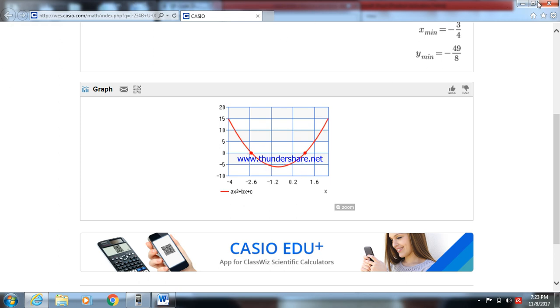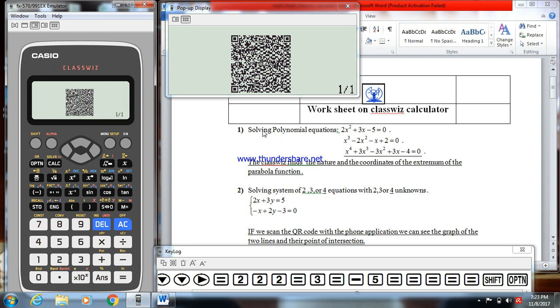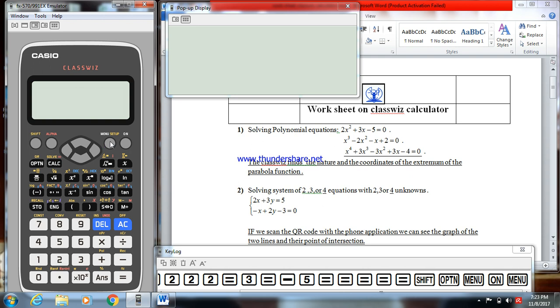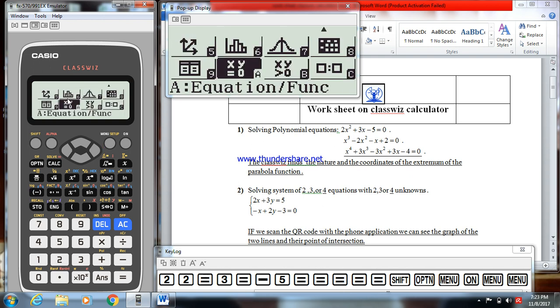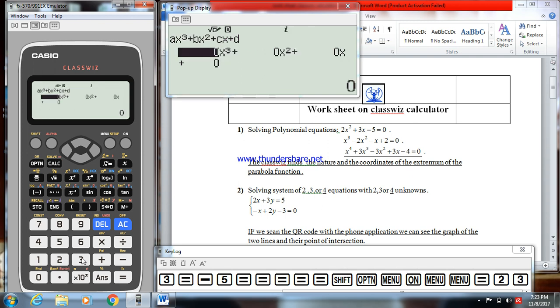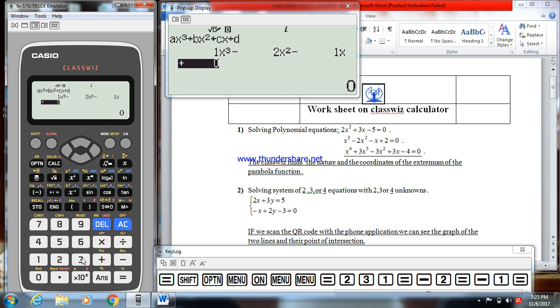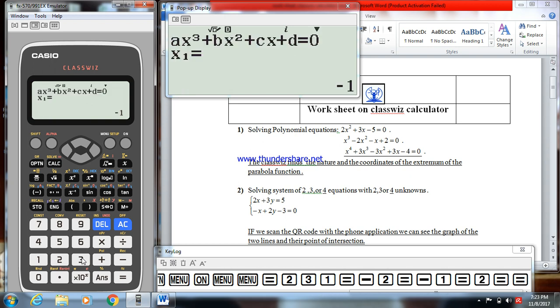Okay, let me return back to the calculator. I have to solve now an equation of third degree, a cubic equation. So go to menu, the first menu, another menu, A, choose 2 for polynomial equation, degree 3, and I enter the coefficients 1, negative 2, negative 1 and 2. Equal, this is the first root, the second root and the third root of the equation.